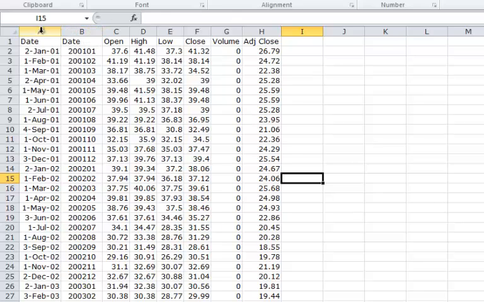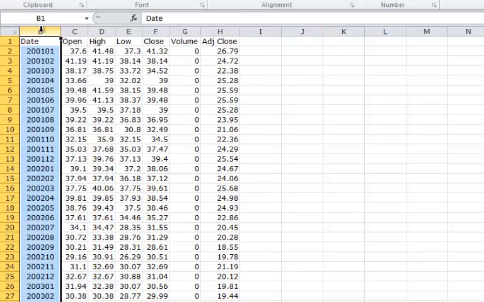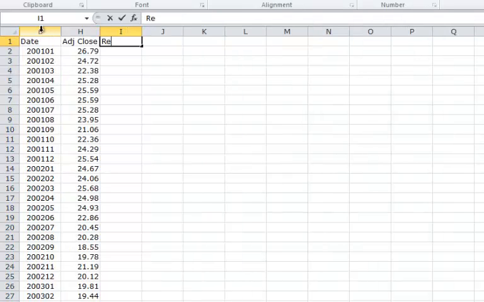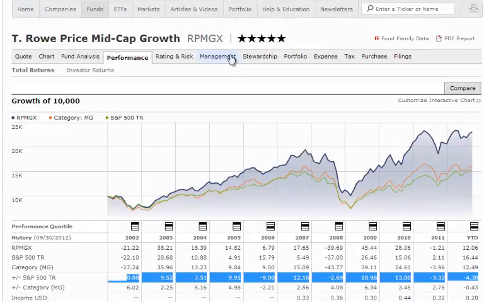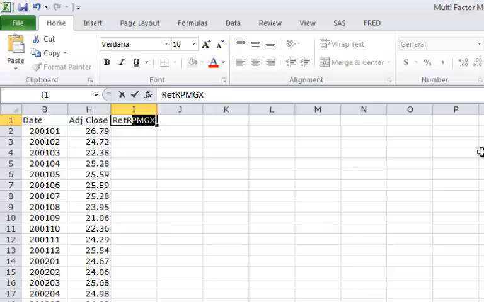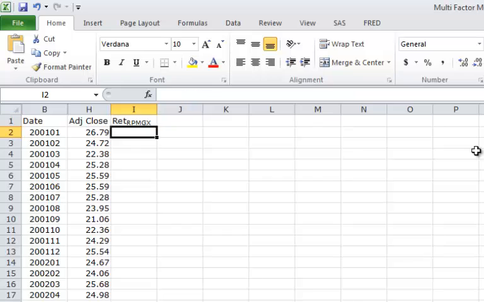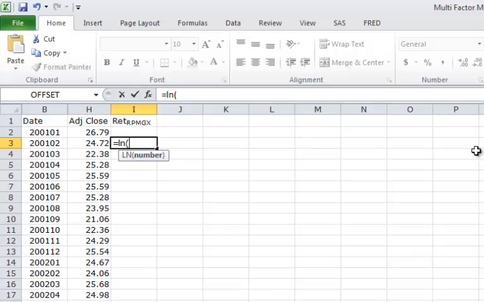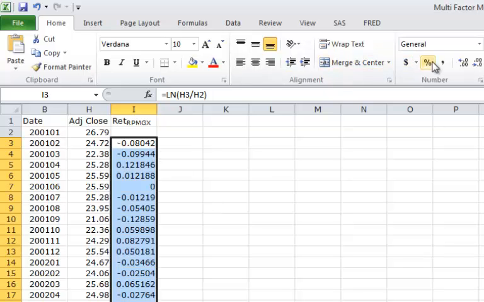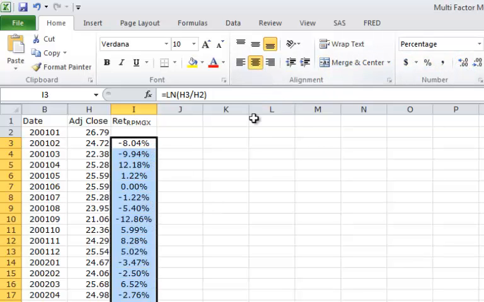There we have it, and then I can hide a lot of this, hide everything I don't need. And let's go ahead and get the returns. And remember, what we're doing is RPMGX. And you know that I like to give it some formatting help just to make it look a little sharper. So we're going to do continuously compounded returns just as we've been doing for quite some time now. So it's the natural log of the ratio, right, of the current price over the previous price. Send that all the way down. Turn it into a percent with a couple decimals.